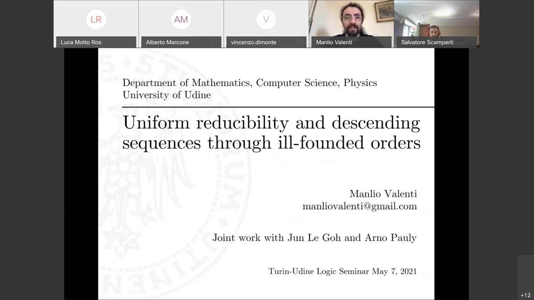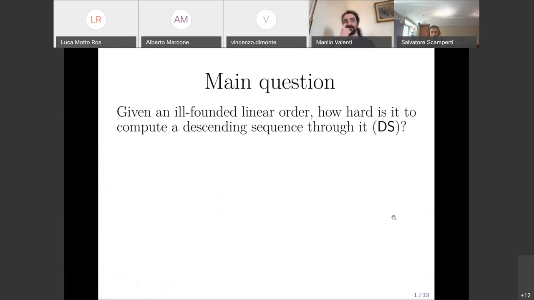So let me start off by stating the main question we will try to answer today. And the question is, okay, if I give you an ill-founded linear order, how hard is it to compute a descending sequence through it? So this is the problem I'll be calling DS.